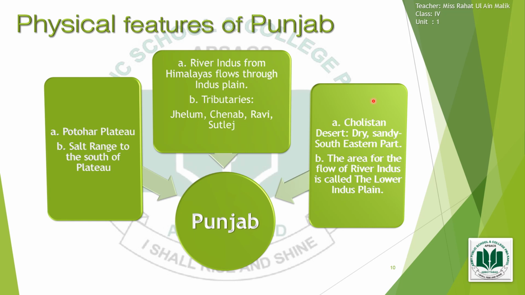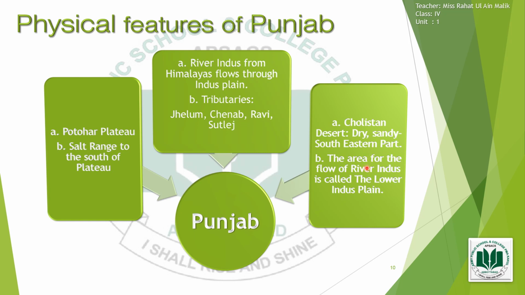Okay, in the southeastern part of the province, there is a dry, sandy desert known as Cholistan Desert. Again, you would come across the desert that is called Cholistan Desert. Now, what are the characteristics or features of this desert? That it is dry and sandy, and it is towards the southeastern part. I have told you what is southeastern, the part that lies between the south and east part of the land.